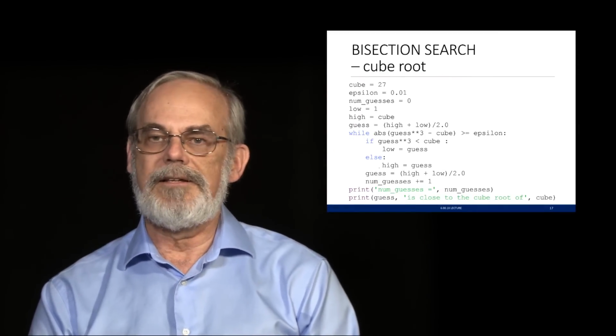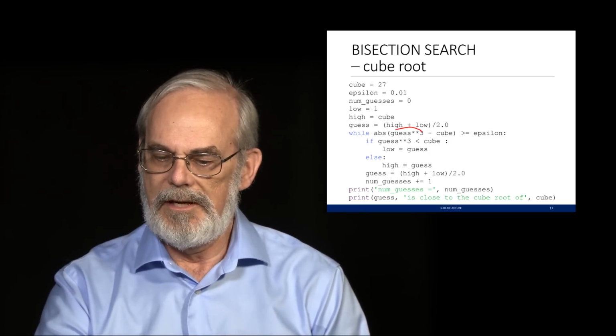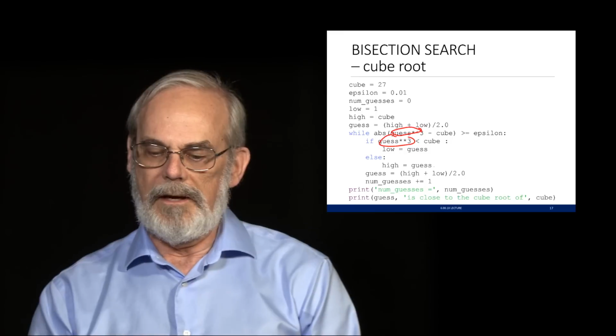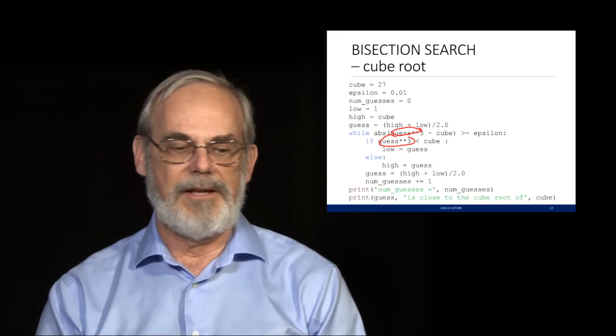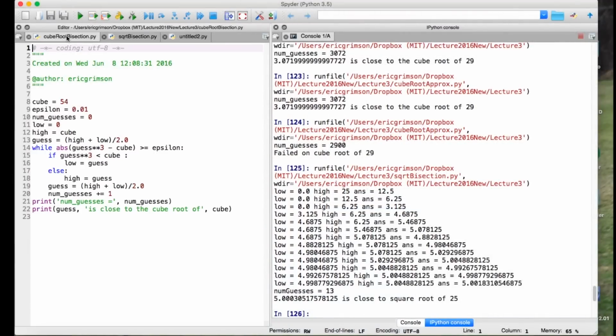I can do exactly the same idea. This is almost exactly the same code. The only difference is I'm using guess cubed rather than guess squared. And I'm going to keep track of otherwise exactly the same information. And let's compare that. If I go over and pull up my cube root example, we'll start with 27.